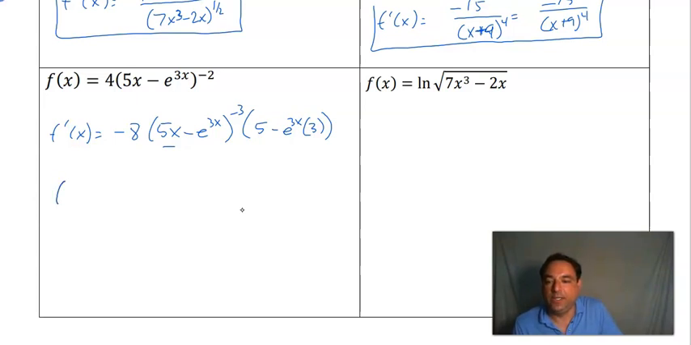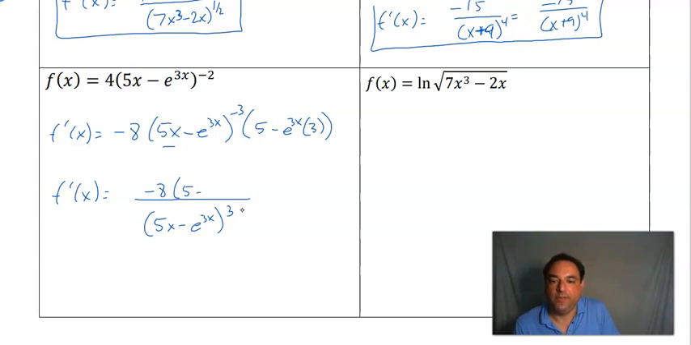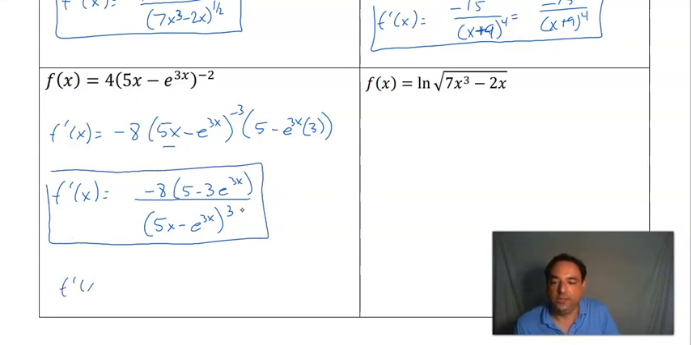Now to simplify a bit, make it look a little bit nicer, that raised to the negative 3, all of that can go to the denominator, 5x minus e to the 3x, but now raised to the positive 3. Then we're left with negative 8 times 5 minus 3 times e to the 3x. You can totally leave it like that. That would be a nice simplified answer. If you wanted to distribute the negative 8 to the top, you could. It's the same, just a little different form. But it'd be negative 40 plus 24 e to the 3x over 5x minus e to the 3x cubed.